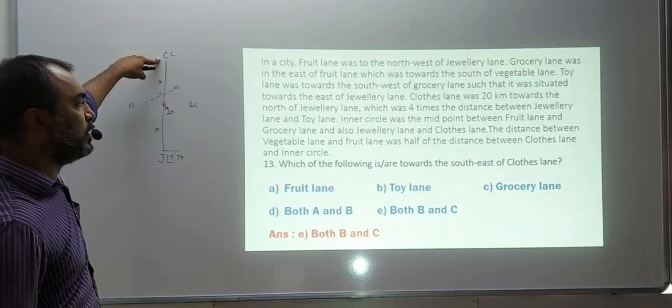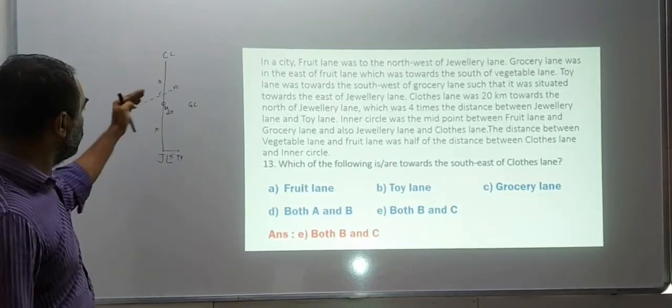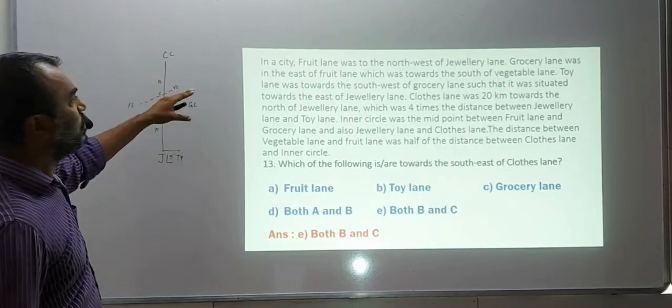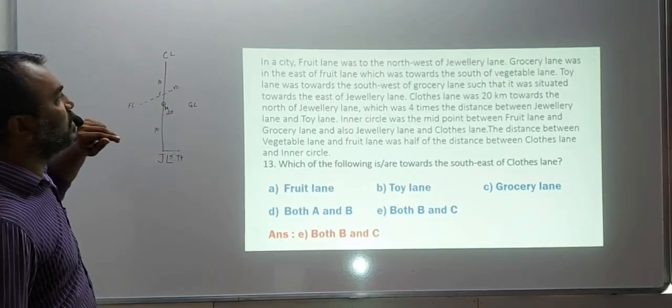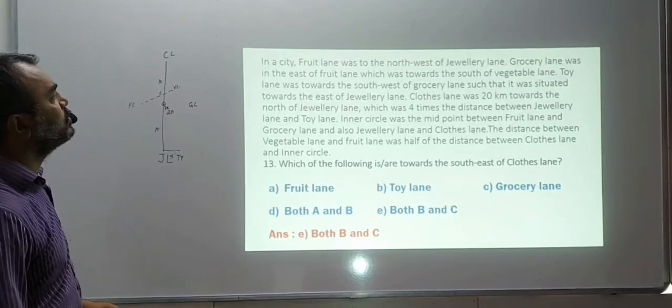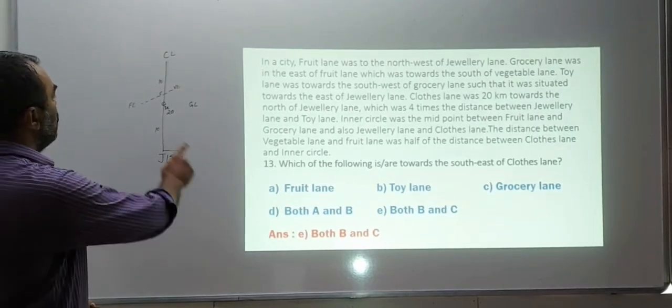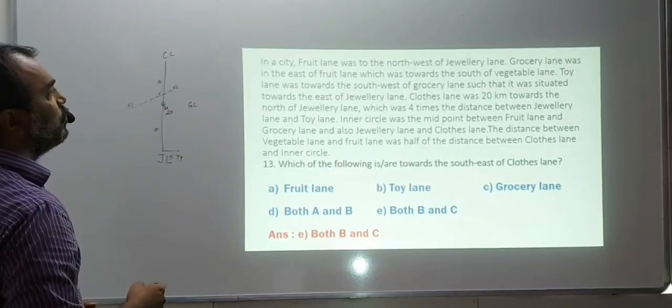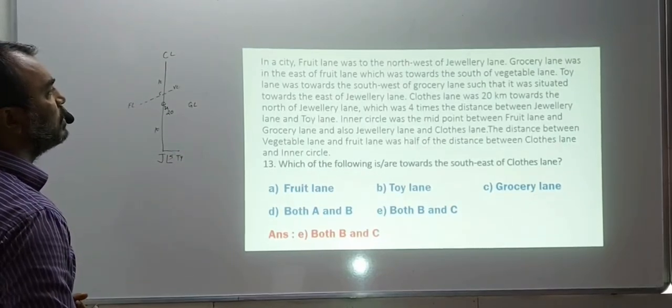The clothes lane, south is down, east to the north. So we have got even vegetable lane. Right. So there is a data in the vegetable lane. Let us check again. Grocery lane was in the east of fruit lane. Grocery lane lies to the east of fruit lane, which was towards the south of vegetable lane.